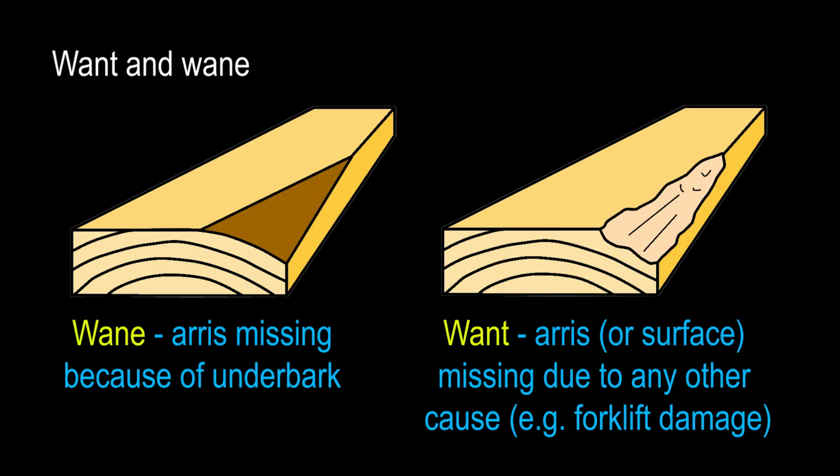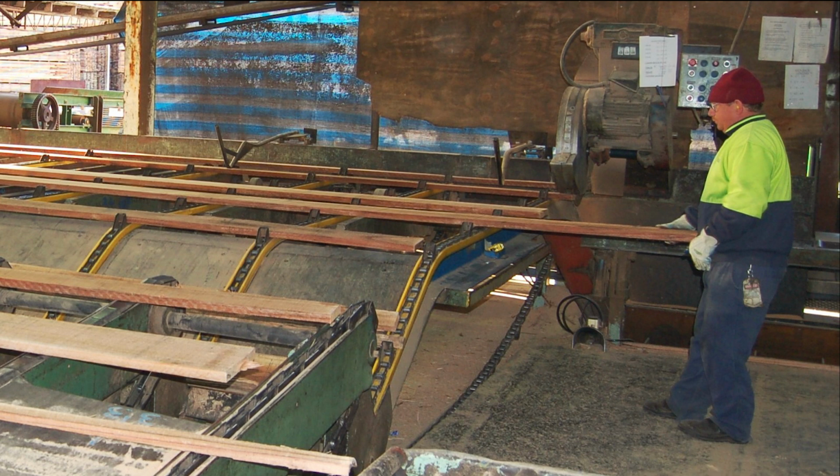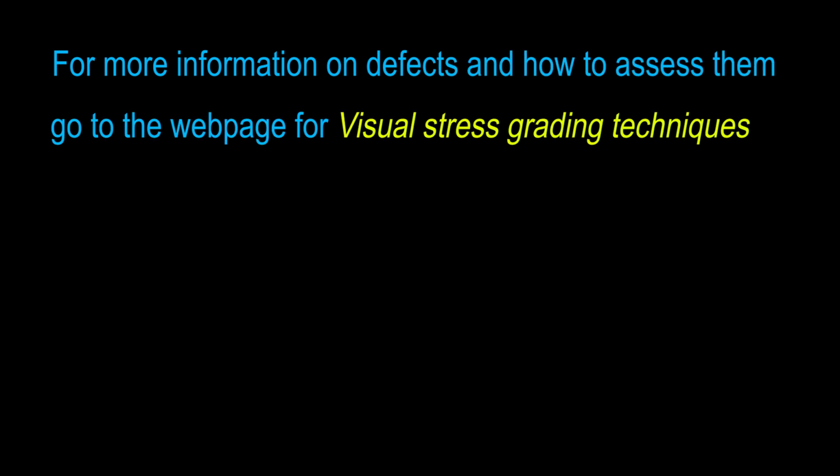Want and wane are caused by different things, but because they have the same effect on a piece of timber, they're both measured and assessed in the same way. There are various other defects that need to be considered when you are visually stress grading timber.